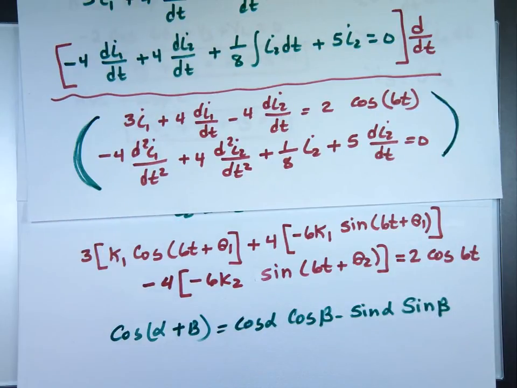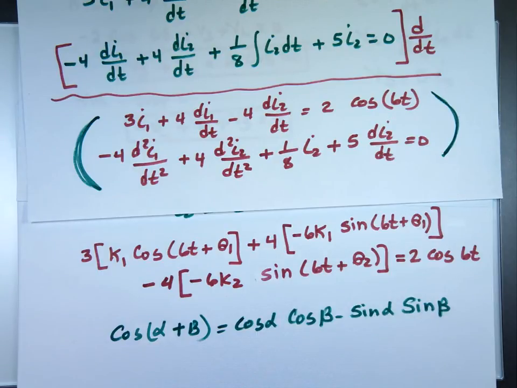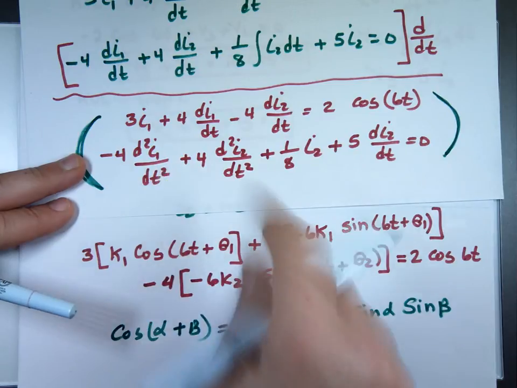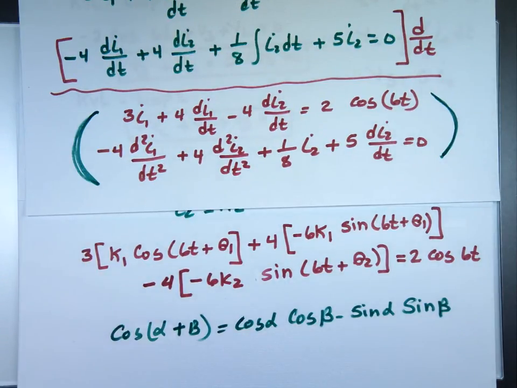So I have to break them in here and group all the cosines together, all the sines together, and set the coefficients equal to each other. Then I have to do the same thing with the second derivative, go through the math, put all the cosines together, all the sines together, and set the coefficients equal to each other. Then you'll have two equations with two unknowns, k1 and k2, in them.